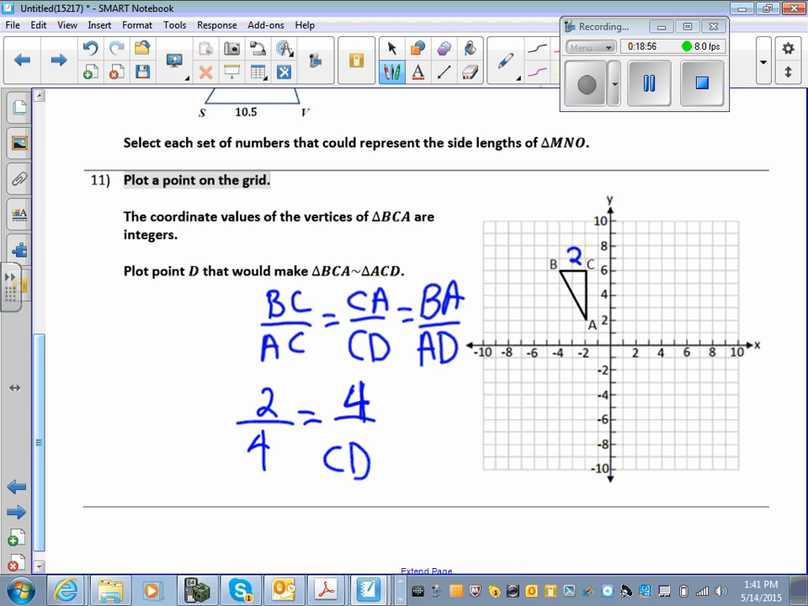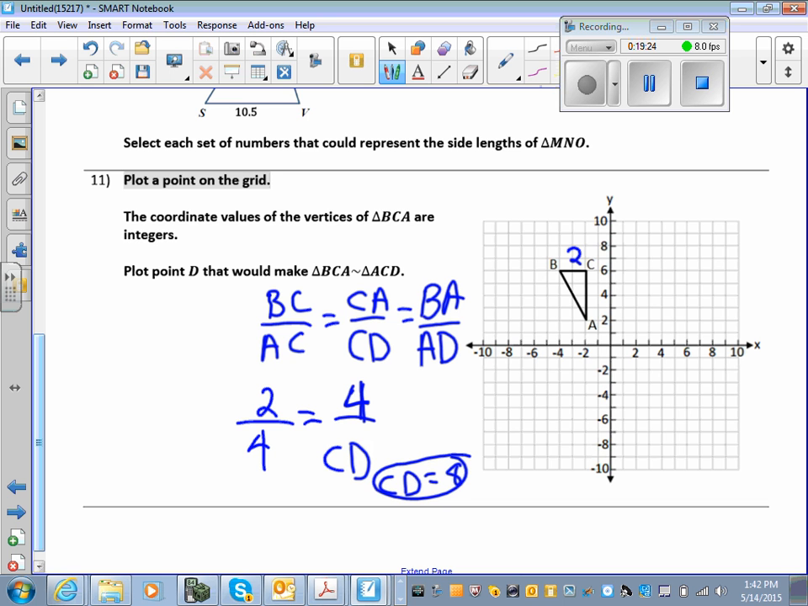So if I wanted 2 over 4 to be congruent to 4 over 5, what should be the length of CD? 8. So CD needs to be 8. Good job. I already have C, right? So I can go right 8 or left 8. Doesn't matter which way. To make it easier, I'll go this way so that my triangles do not overlap.